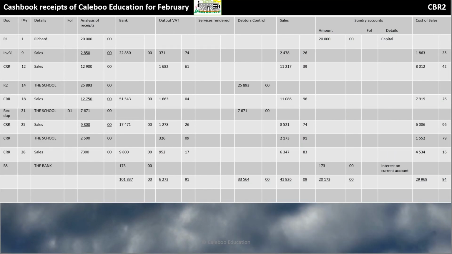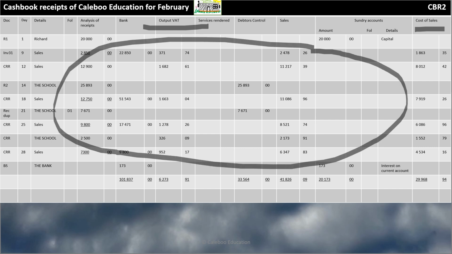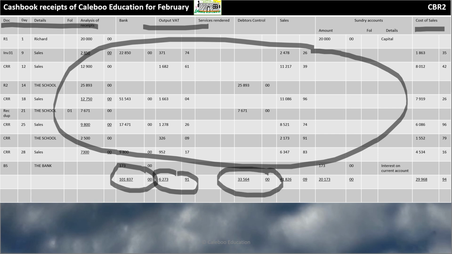This is a completed cash book receipts journal for Calibu Education. This example was done for the month of February, and remember the journal got a reference, cash book receipts number 2. All the transactions which resulted in an increase in our bank balance get recorded under the cash book receipts. At the end of the month, these totals are posted to the general ledger.